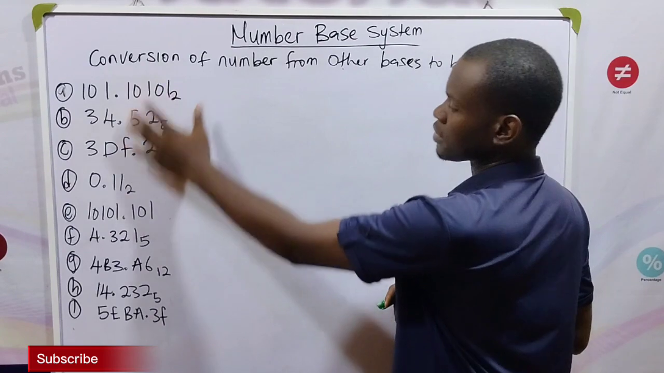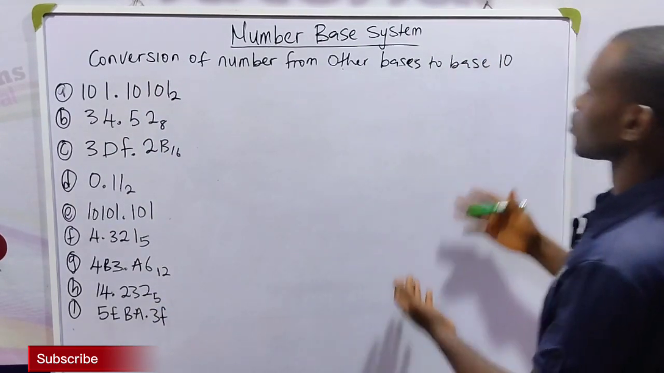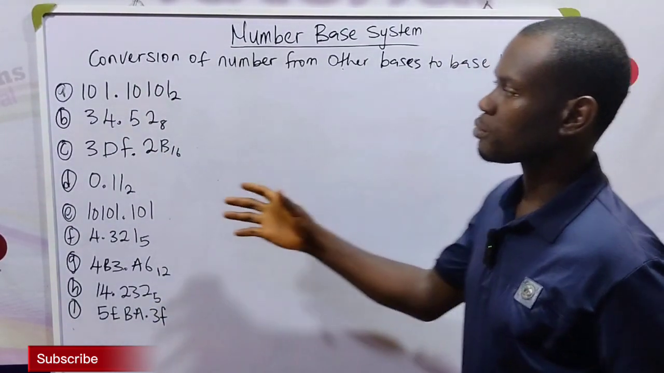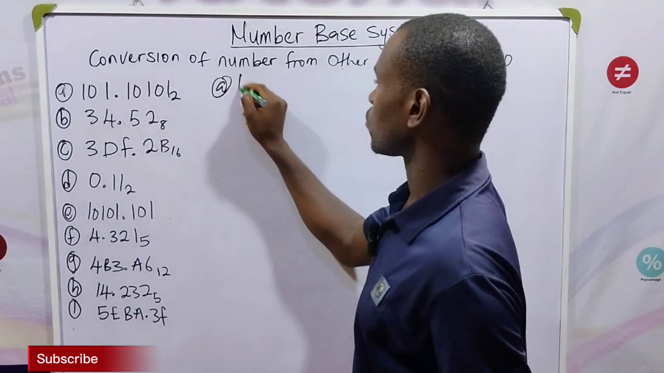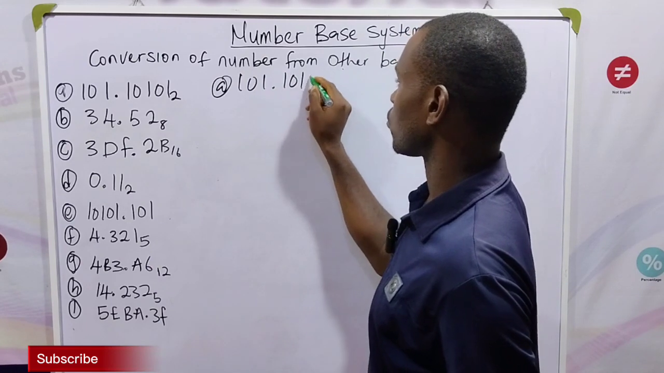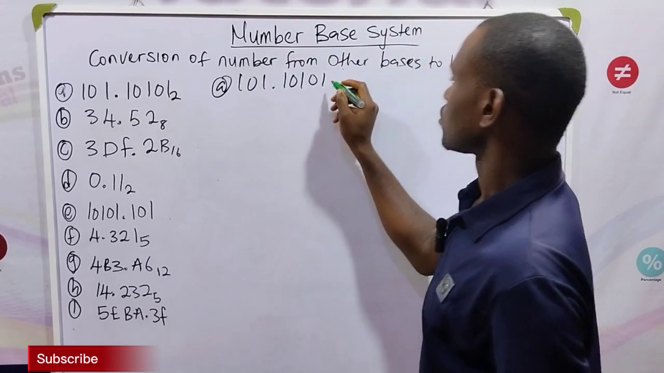All right, let's continue with the lesson. We have decimal numbers and we are asked to convert it to what? To base 10. So we are going to be looking at how we perform this operation. So starting from the first one, 101.10101 in base 2.